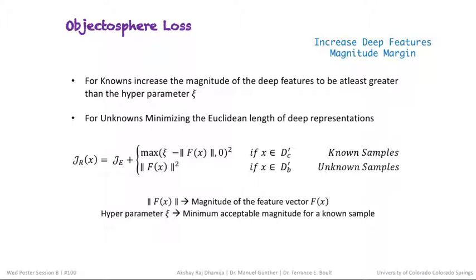The second loss, called Objectosphere loss, aims at increasing the separation between the known and the unknown samples in the deep feature space. This loss is used in addition to the entropic open-set loss and aims at making all known samples have at least a magnitude of psi, while the unknown samples are reduced to 0.